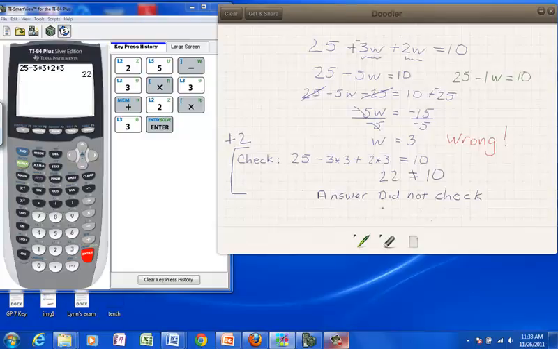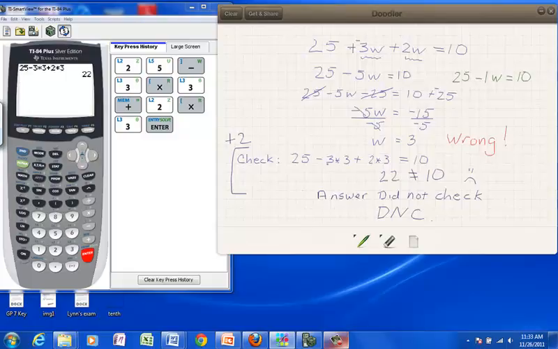Now, if you don't want to write all this, sometimes I just write DNC. For me, that means did not check. If you forget that, you can just always make a sad face because that did not check. Any one of those, or write wrong, one of those will tell me that you know that that answer didn't work.